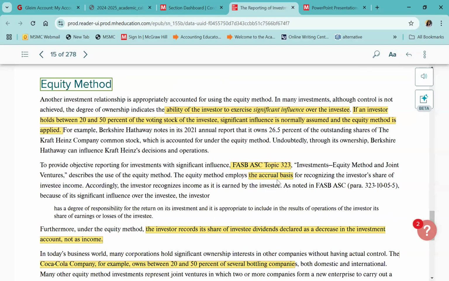And this is FASB ASC, Accounting Standards Codification Topic 323. You learned how to look up these ASC in Intermediate Accounting 1. You should go and read about ASC 2023.